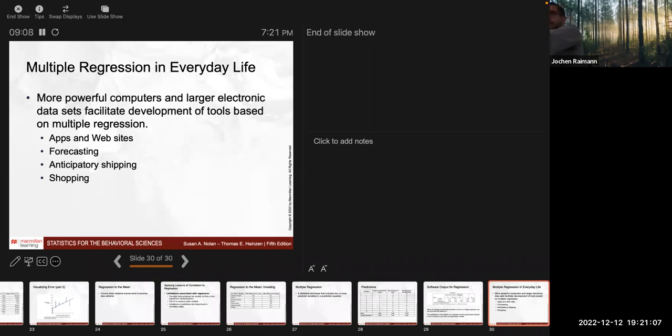Multiple regression. This is really where the beauty and the applicability of these methods becomes very apparent.